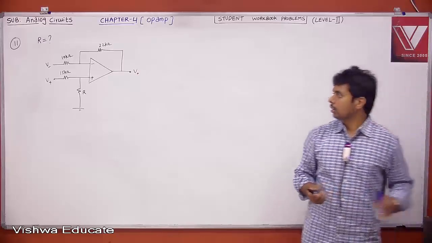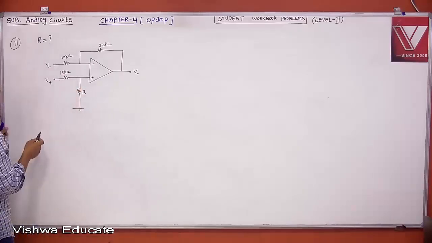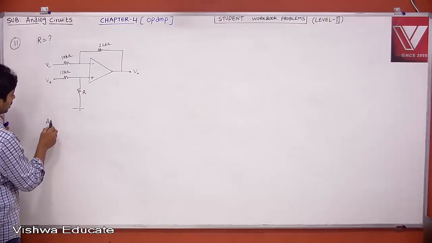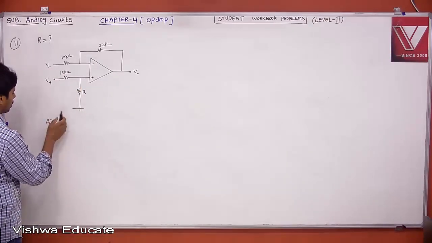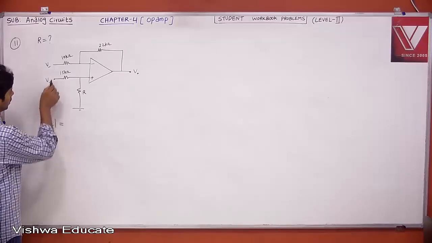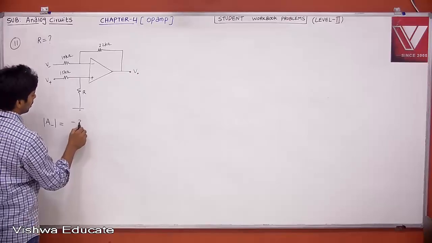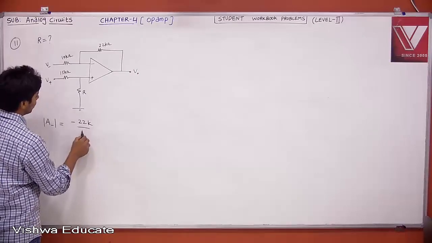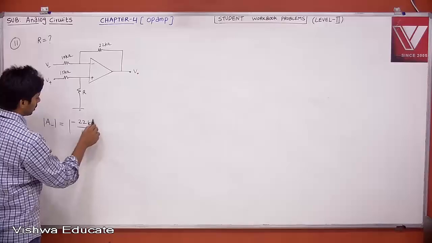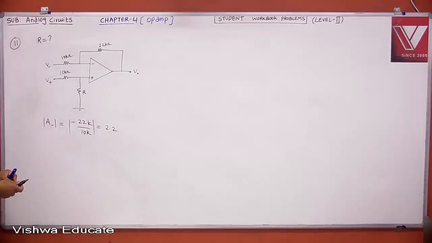Now, what is our voltage gain, let us say A minus. The amplification factor A minus, with V plus equal to 0, is nothing but minus R2 by R1, which is minus 22K divided by 10K, which is 2.2. This is your amplification factor.